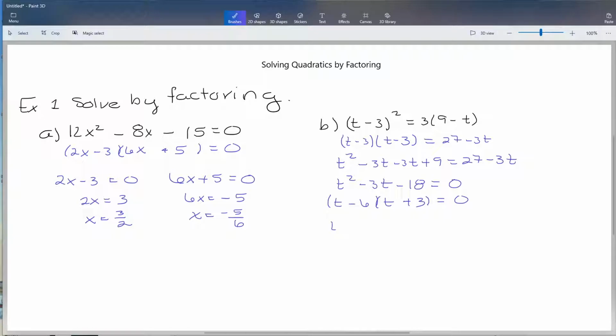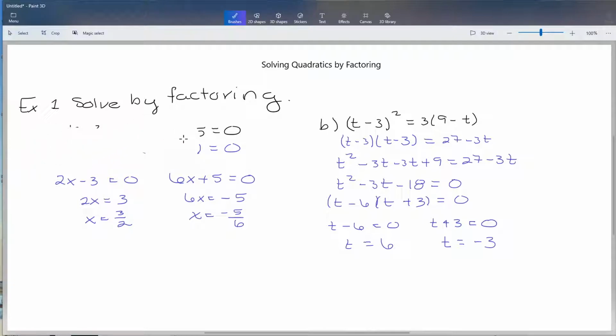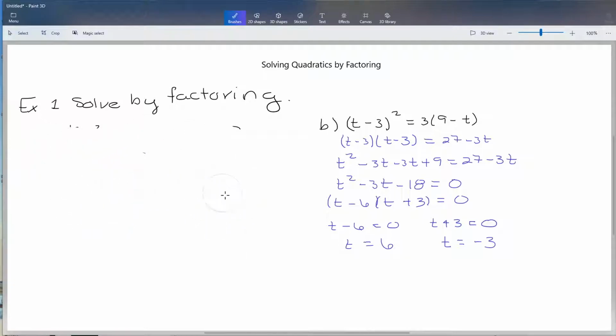Okay, set each of my factors equal to 0. Okay, and then get my solutions by solving these. So add 6 to both sides and get one solution as t equals 6, and subtract 3 from both sides here and get my other solution, t equals negative 3. Okay, so this is really how you solve by factoring. So there's one more type of example that I want to talk about here.